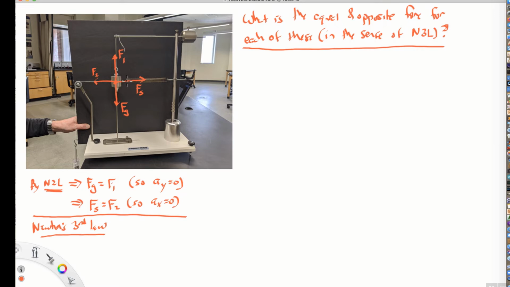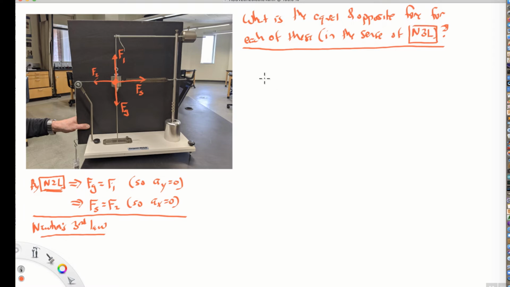But one would be incorrect. That is not correct. It is true that F1 happens to be equal in size and opposite in direction to Fg. And it is also true that F sub s is equal in size and opposite in direction to F2, but this is not because of Newton's third law. We know that they're equal and opposite. We found that out by Newton's second law. Because the acceleration in the x direction must be 0, therefore this one must be equal in size and opposite in direction to this one. But they are not equal and opposite force pairs that we're talking about in Newton's third law.